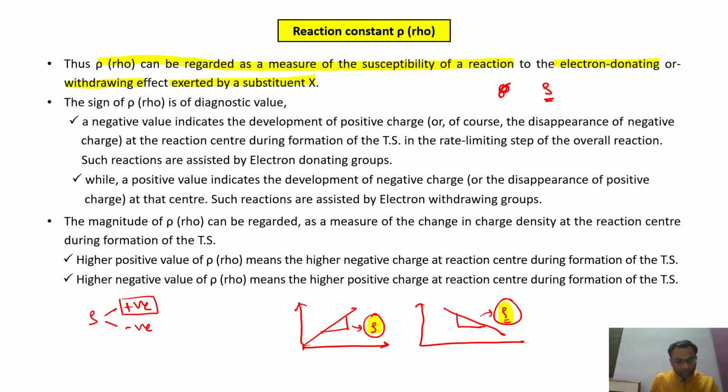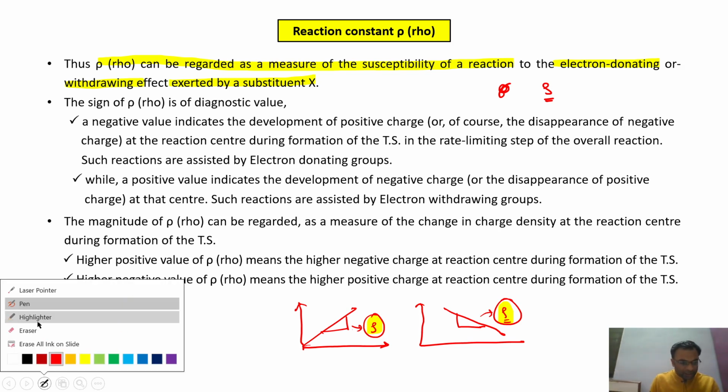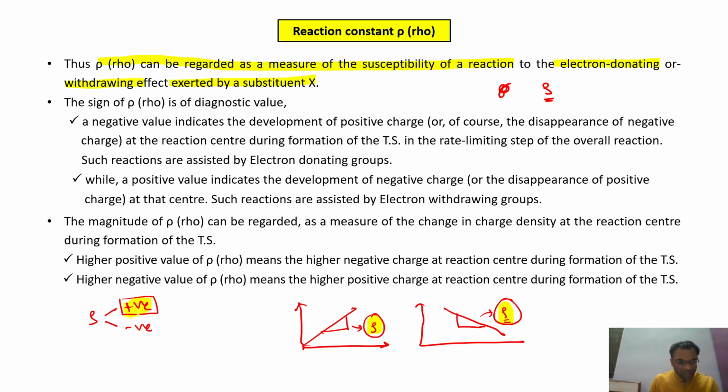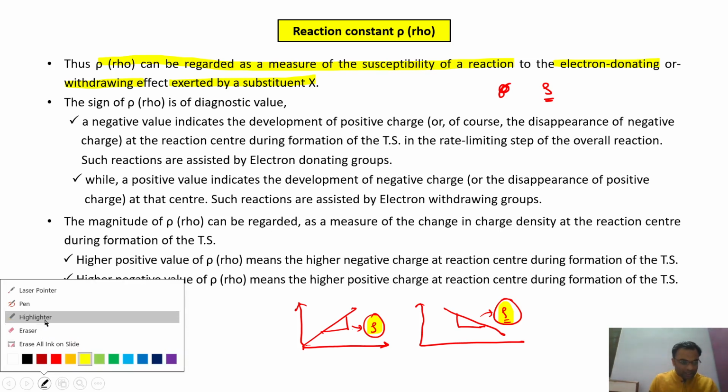A positive sign of the rho value indicates that electrons are coming towards the reaction center, and a negative sign indicates that electrons are going away from the reaction center.